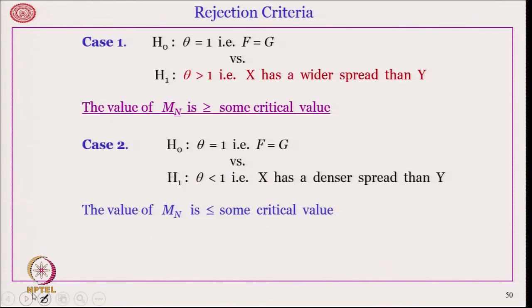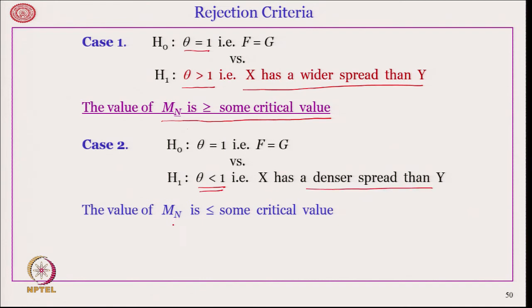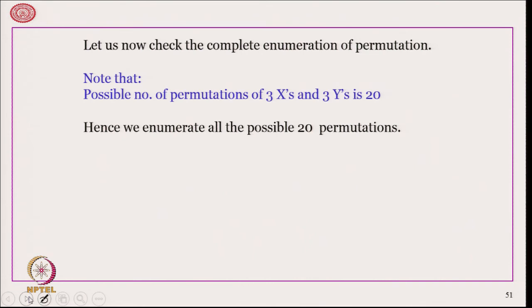Now, what is the rejection criteria? We have already seen that if we are testing theta is greater than 1 as opposed to theta is equal to 1, then what we are checking is that X has a wider spread than Y, and in that case the test criterion is going to be that M_N is greater than or equal to some critical value. However, if the case would have been that theta is less than 1, that is X has a denser spread than Y, then M_N had to be less than or equal to some critical value. Since we are testing theta is greater than 1, we will look at if M_N is greater than or equal to some critical value. Now, tables are very rare for these tests.